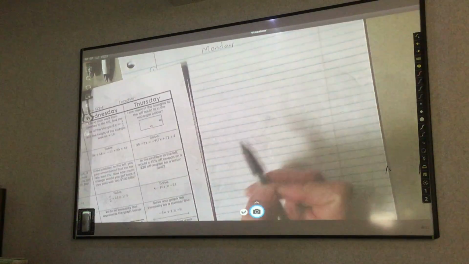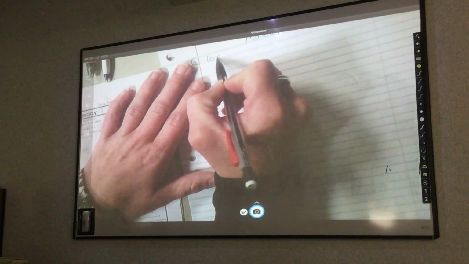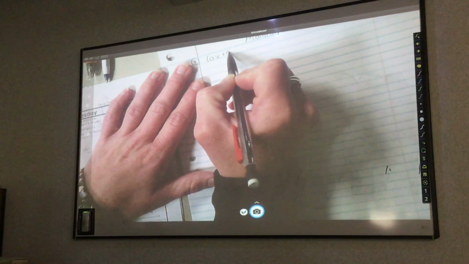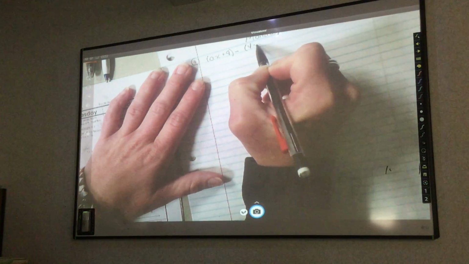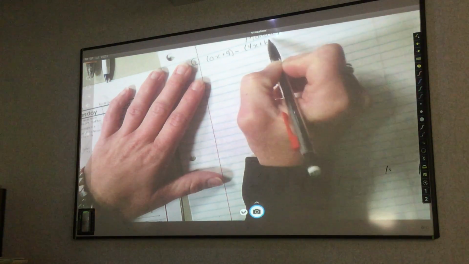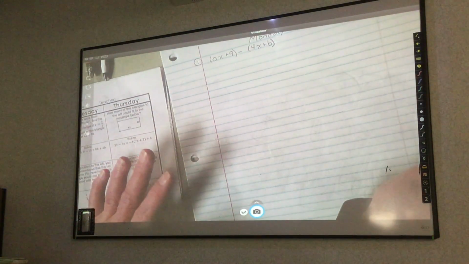So all I have to do is write the side, ax plus 9 minus 4x plus b. That's all you had to do. There's no solving it, because we just had to write the expression.